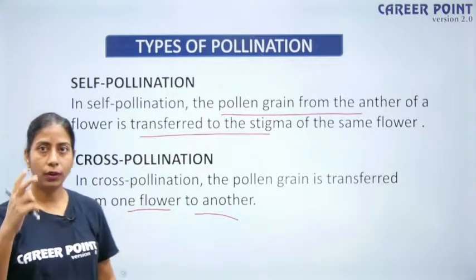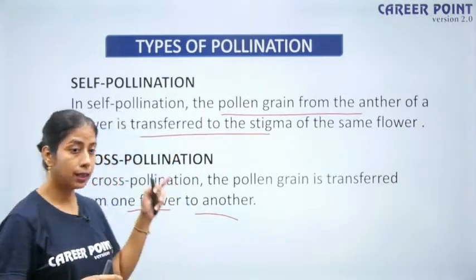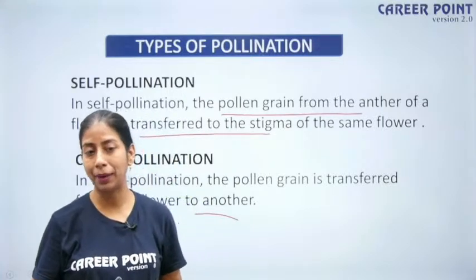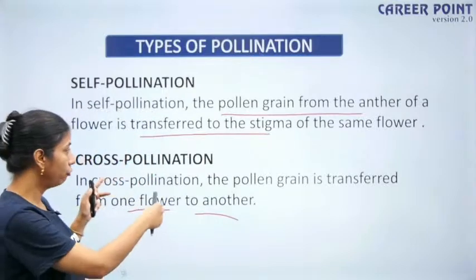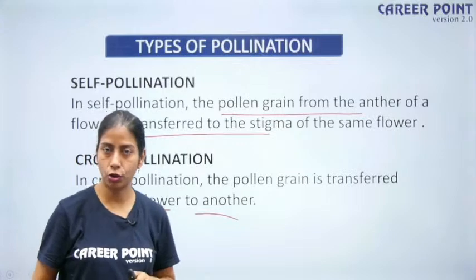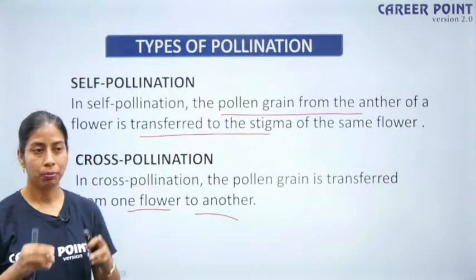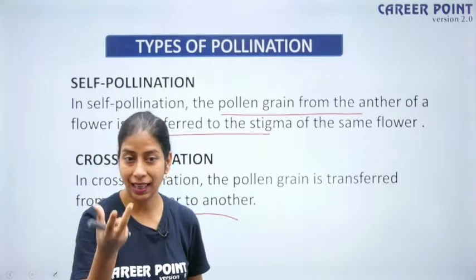So here we have studied the two types of pollination. Allogamy is cross pollination, and autogamy is self pollination. So here self pollination takes place within the same flower.